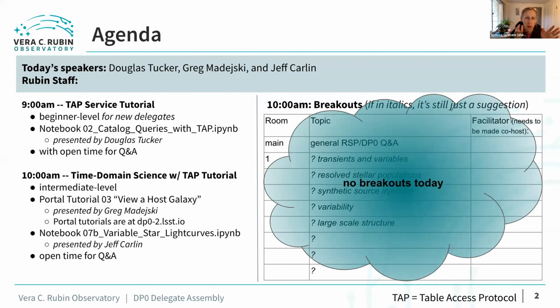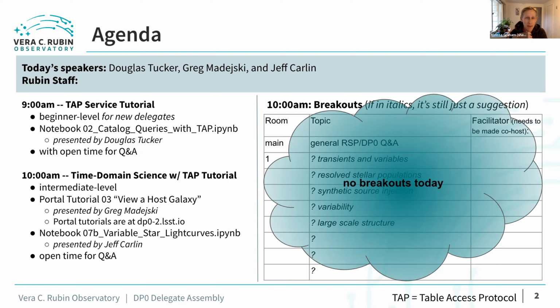In the first hour, we're going to be doing a beginner level tutorial on the TAP service, that's the Table Access Protocol service. It's the way that we recommend you access the catalogs for Data Preview 0. For that, we're going to be using notebook number 2 from the DP0.2 set of notebooks. It's going to be presented by Douglas Tucker.